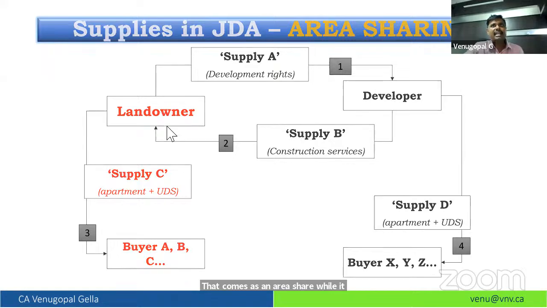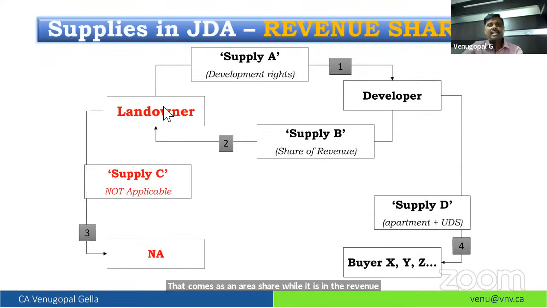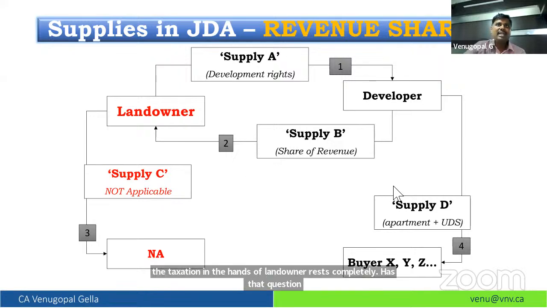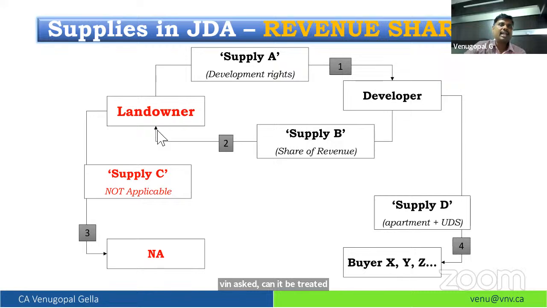While in the revenue share, we have clearly seen that the landowner has given off the development right and the developer has shared a revenue in lieu of the development right for selling the end units. So the taxation in the hands of the landowner rests completely. As the question Praveen asked, can it be treated as if the developer has fully given to the landowner and the landowner sold to the end customer? This is the same as a works contract transaction and not a joint development taxation.